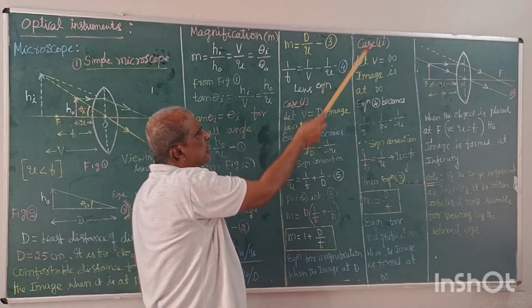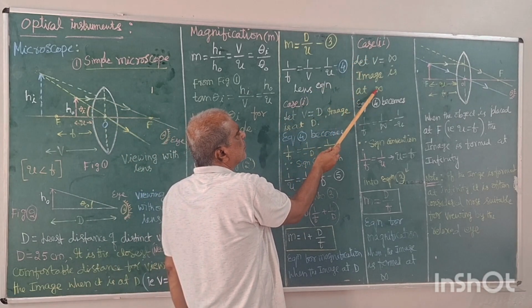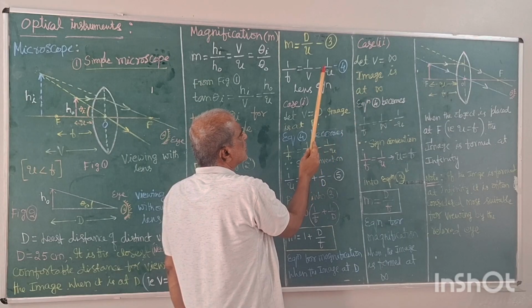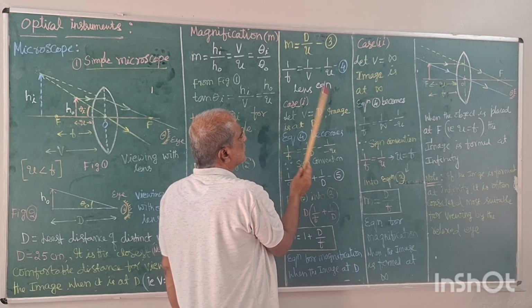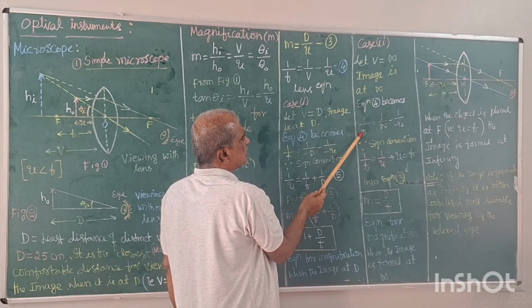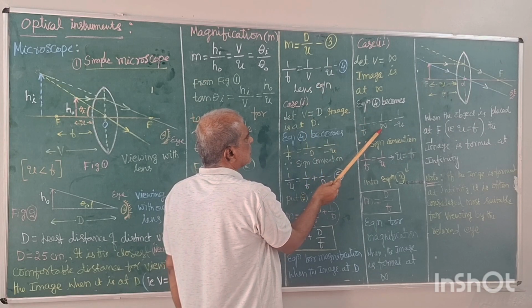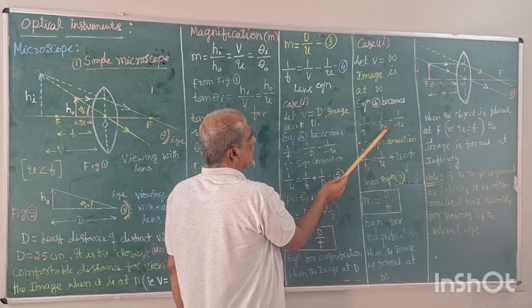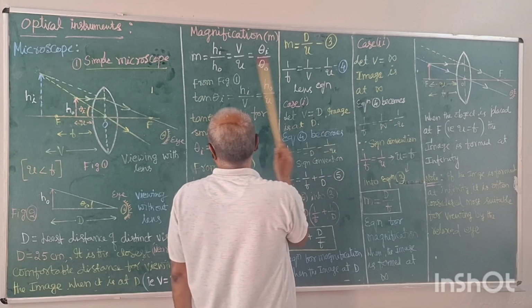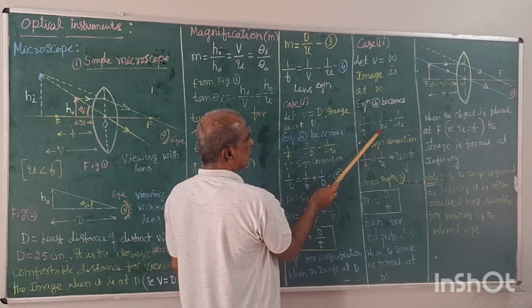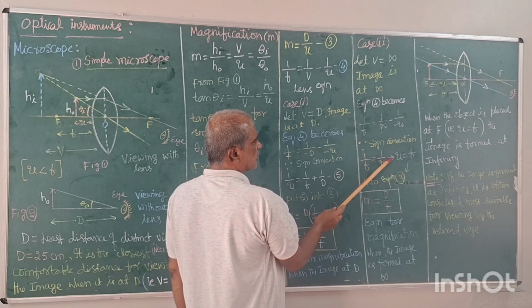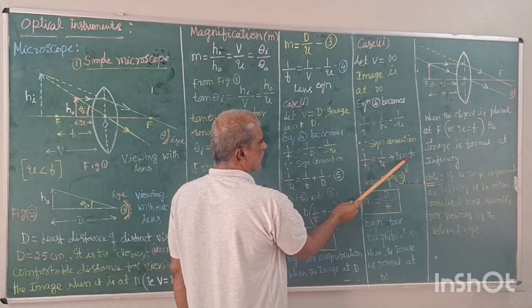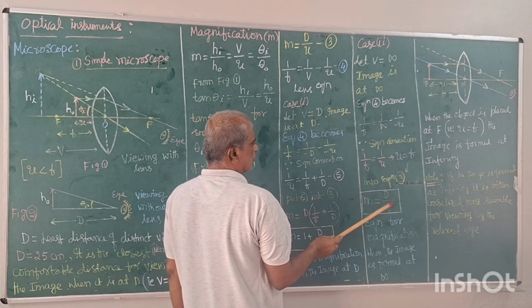And what is the second case? When the image is at infinity, apply this to the equation and see what the lens equation becomes. 1 by f, f is positive, and v is infinity, 1 by infinity, and minus u is minus u in this case. Simplify, you get this. This becomes 0. It is the same as u equals f. Put u equals f, d by f.